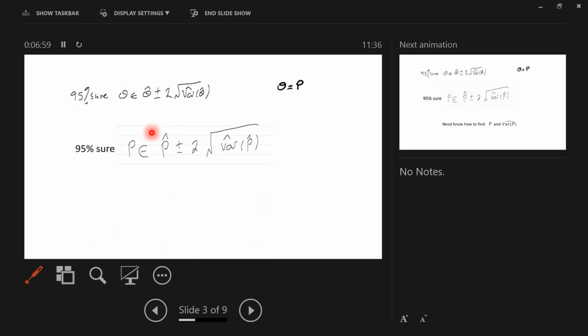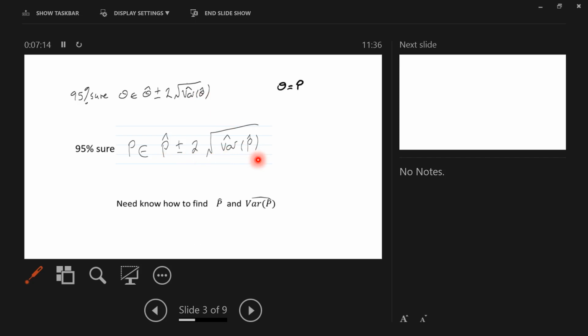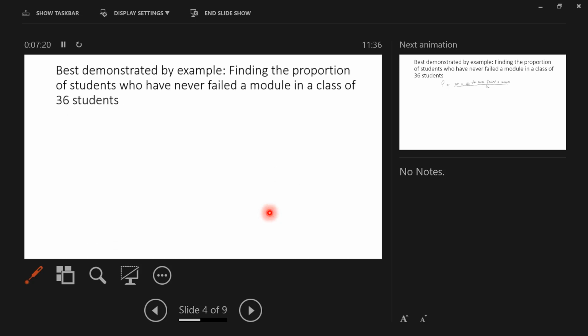So we're looking at the proportion, and we're 95% sure that the true proportion will be whatever my estimate is, plus or minus twice the variance. I'm just replacing my theta by a p, meaning proportion. So we've got to find out how to estimate this and how to estimate this. And it's actually very easily shown, but I'd best demonstrate by example.